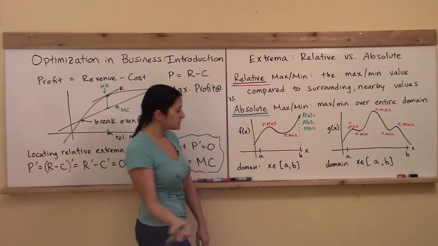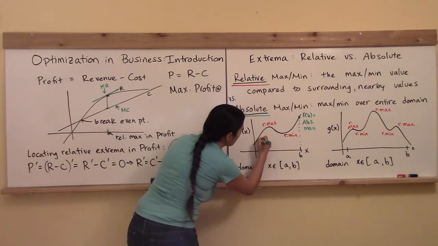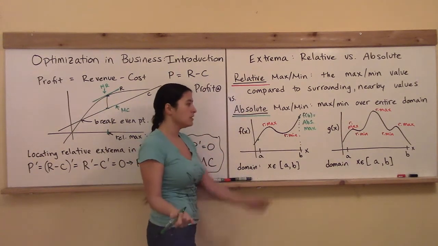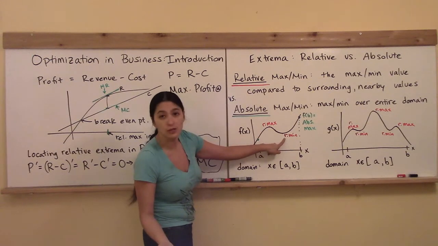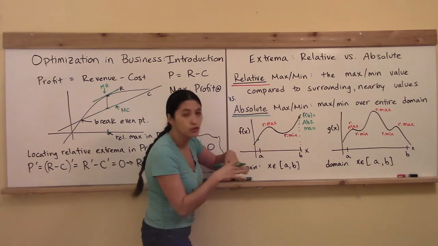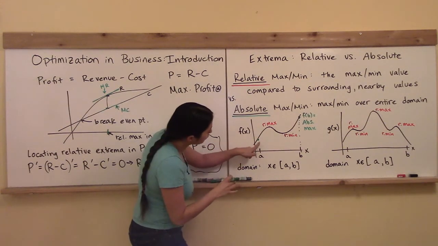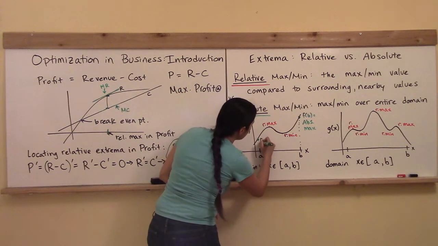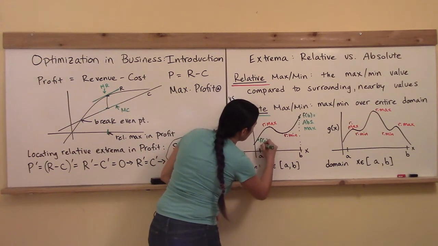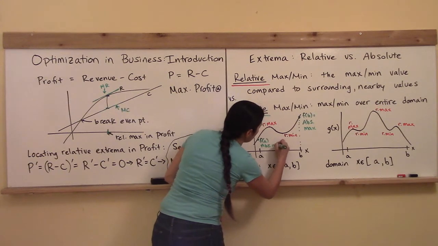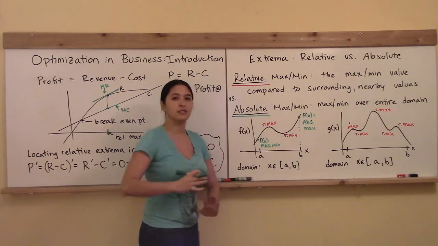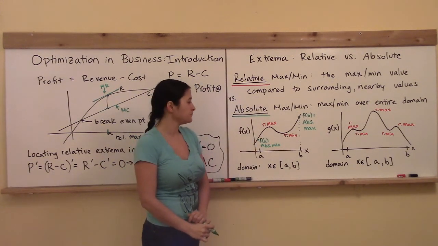For the same reason, f of a down here is going to be our absolute min. Although we have a relative min located right here, which is lower than the surrounding points, it is not lower than this point right here, and so f of a here is going to be our absolute min. The lowest value over the entire fixed domain.